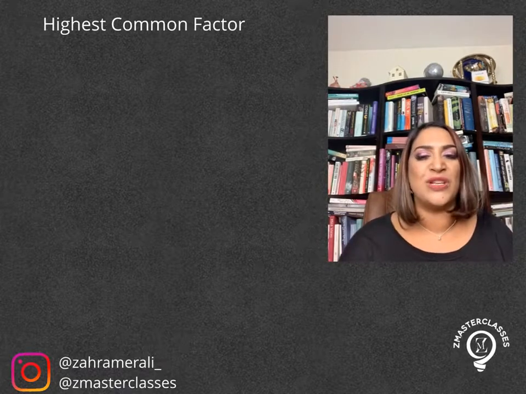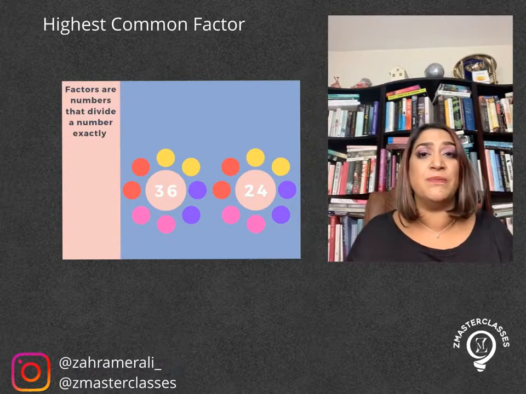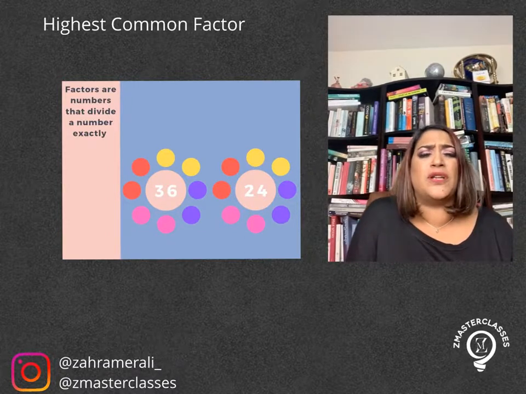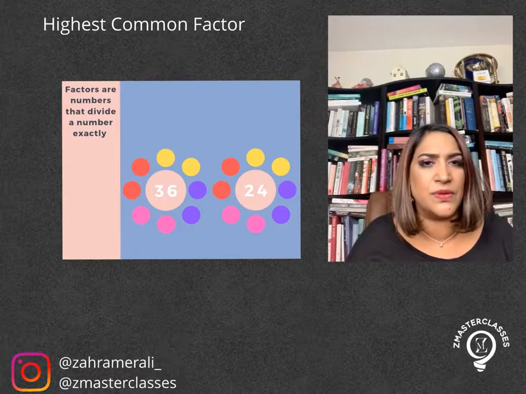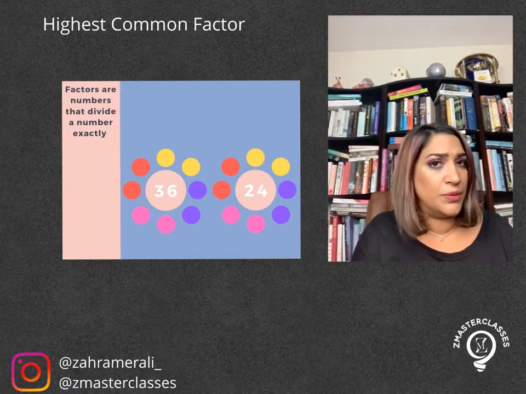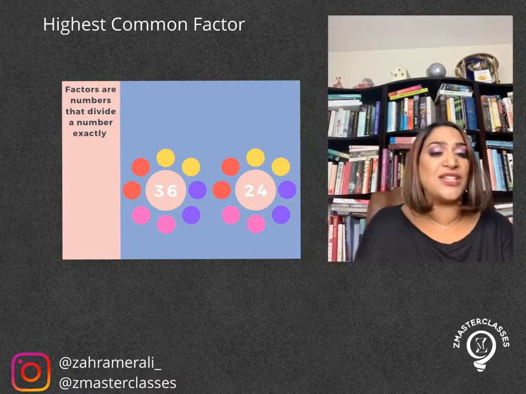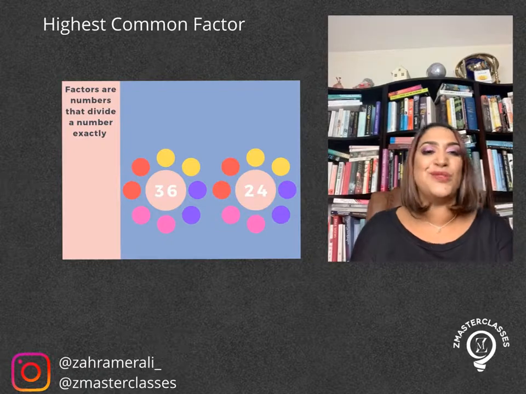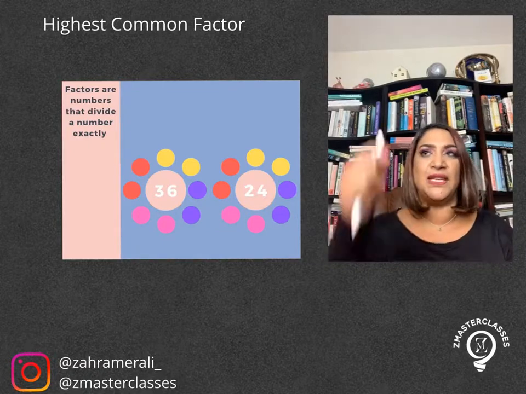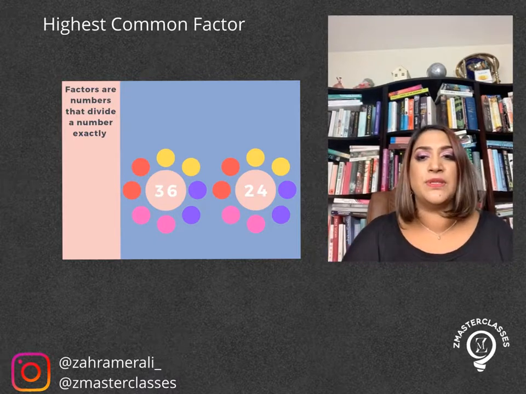So, what is a factor? Factors are numbers that divide a number exactly. So for example, it's something in the times tables. So take 12. 12 is the same as 3 times 4. That means that 3 is a factor of 12 and so is 4, because 12 sits in the column, if you like, if that's how you learnt your tables, of those numbers.